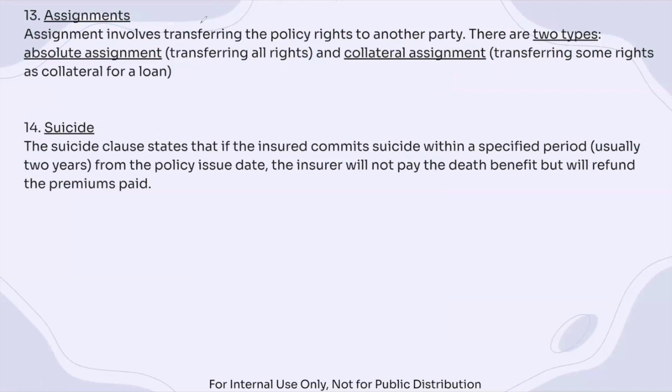Absolute assignment is the transfer of all rights. Collateral assignment is the transfer of some of the rights. Absolute versus collateral. You should know that.